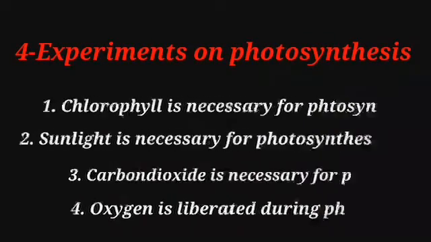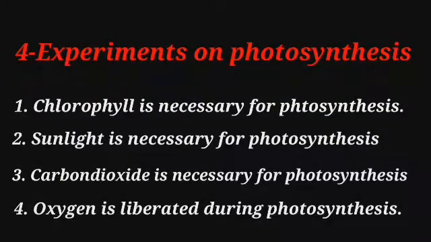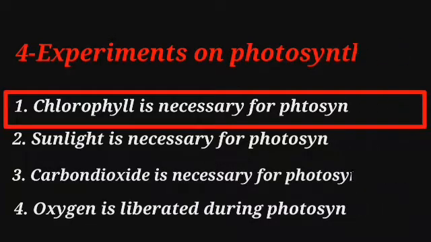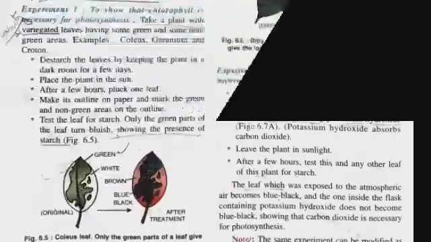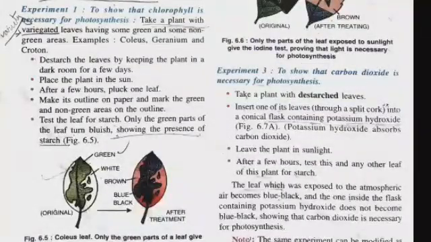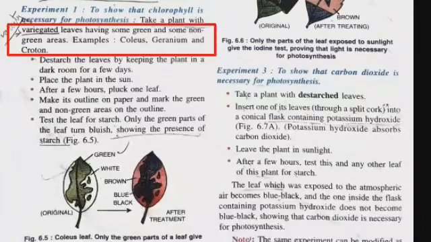Now we will do the experiments in a sequence. That is, we have 4 experiments. So we will start with the first one, that is the experiment to show that chlorophyll is necessary for photosynthesis. Here in this experiment we have to take a plant with variegated leaves. So please remember this important point here. So what kind of plant do we have to take? We have to take a plant with variegated leaves while performing an experiment to prove that chlorophyll is necessary.